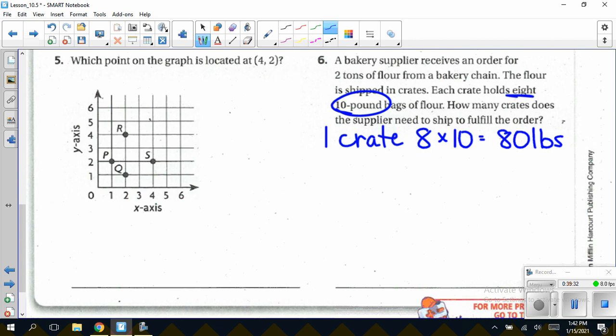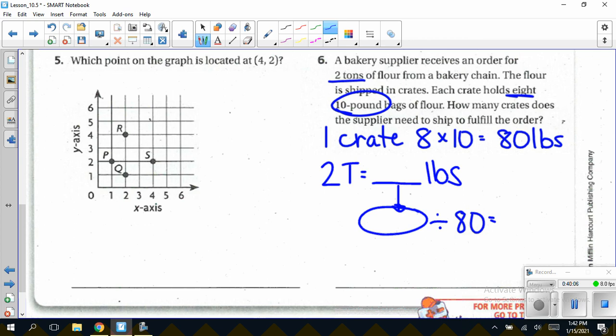So now that we know that there are 80 pounds per crate, and we know that they received an order for 2 tons, and they want to know how many crates they would need to ship, we need to convert those 2 tons into pounds. Then when you have that answer, you are going to divide it by the number of pounds per crate, which we know is 80. Once you divide the number of pounds 2 tons equals by 80, that will give you your total number of crates.